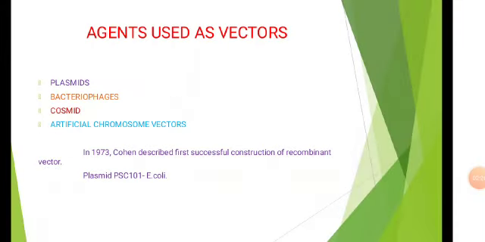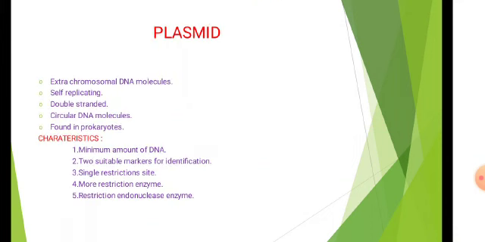The plasmids are important agents for replicating DNA molecules. They are plasmids, bacteriophages, cosmids, and artificial chromosomes. The first isolated recombinant plasmids were described by Cohen in 1973. Now let us discuss these agents. The first one is plasmids.